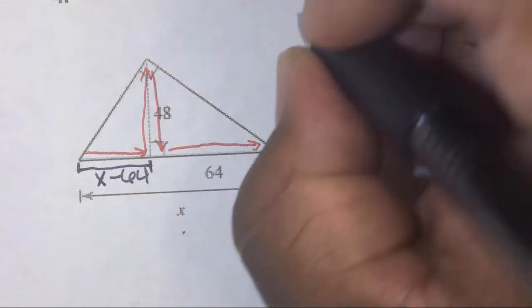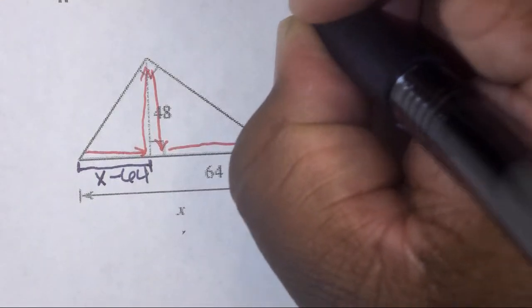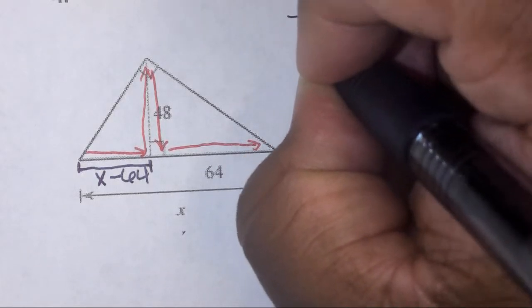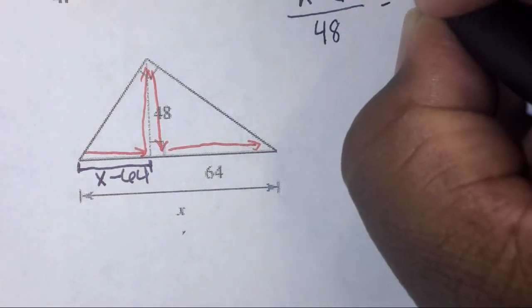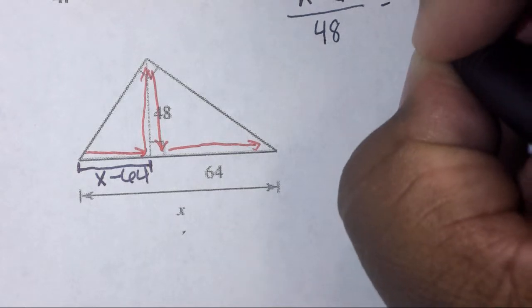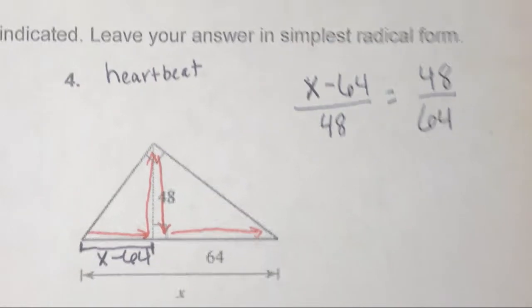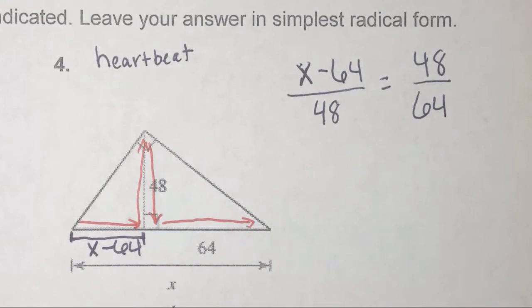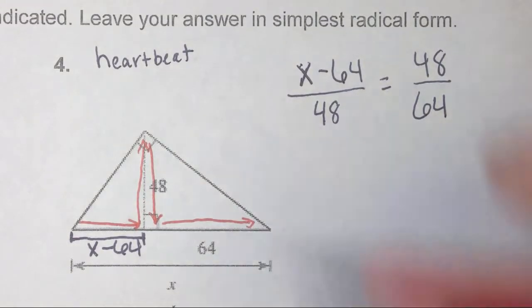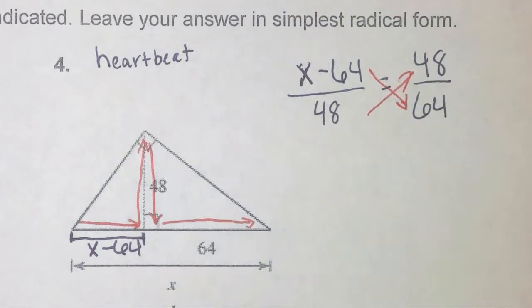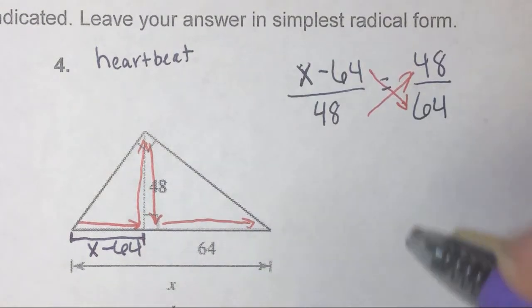X minus 64 over 48 equals. Thank you. And I wrote all of that off screen. Cross multiply, cross multiply. Alright.